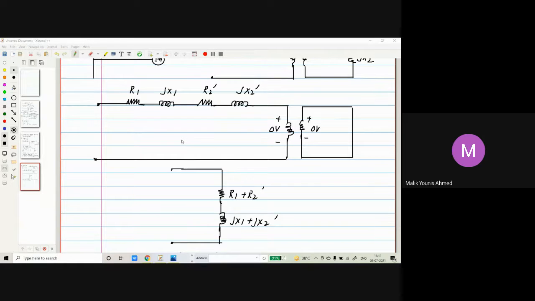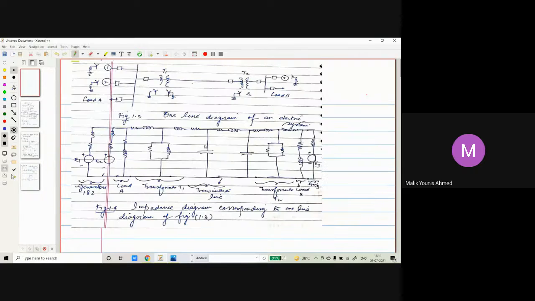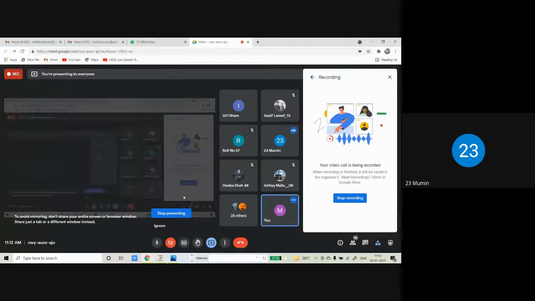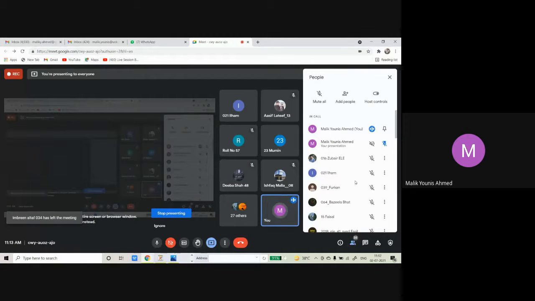Okay. So next, we'll be talking about the impedance or the reactance diagram. And please remember that whenever we draw, we draw only the per phase circuits. Per phase. Why? Momin, why do we draw the per phase circuits only? What's the reason?